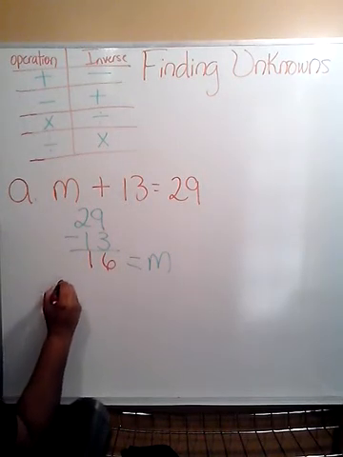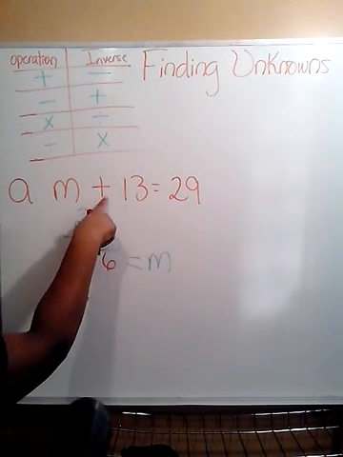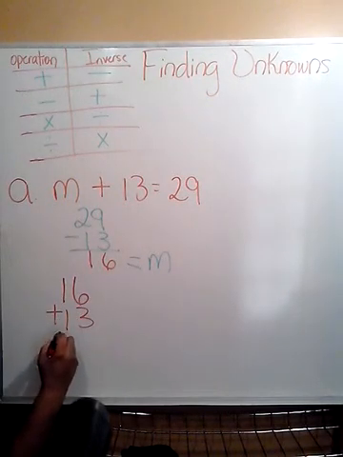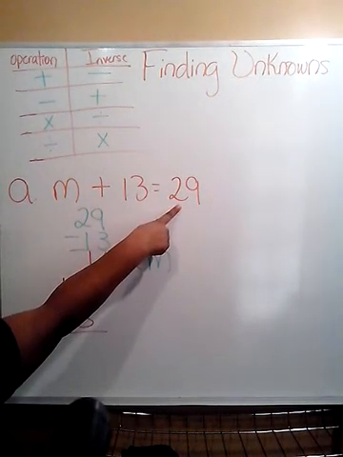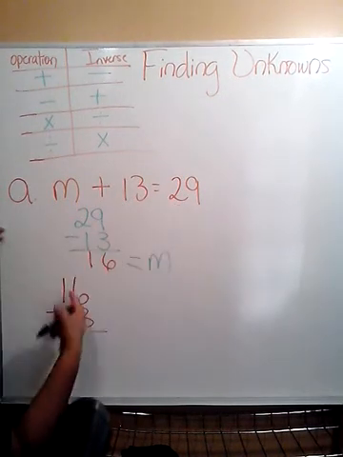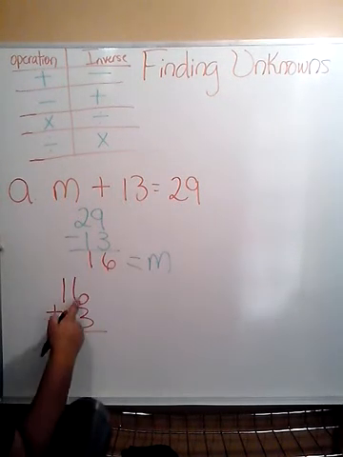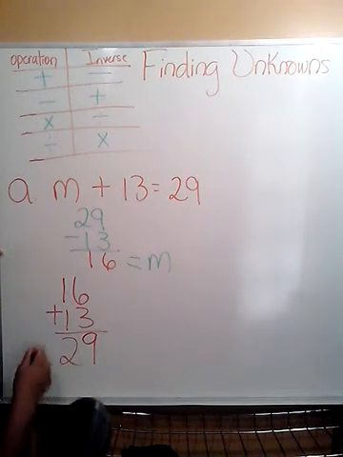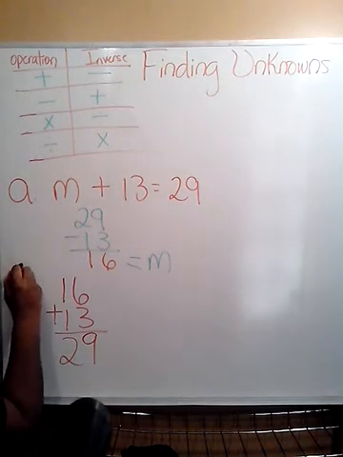So we're going to say 16 plus 13. It equals 29. Well, I told you it equals 29, but we're going to see if it actually does. So 6 plus 3 is 9. 1 plus 1 is 2. It's correct. It works. Okay, this was our check.